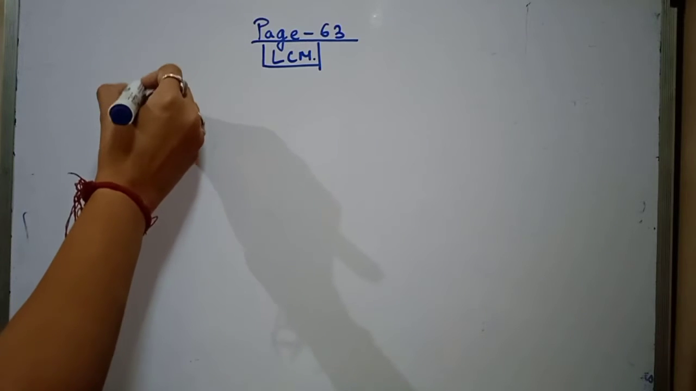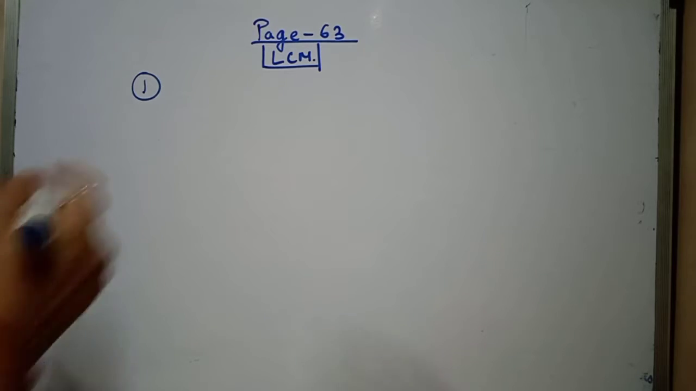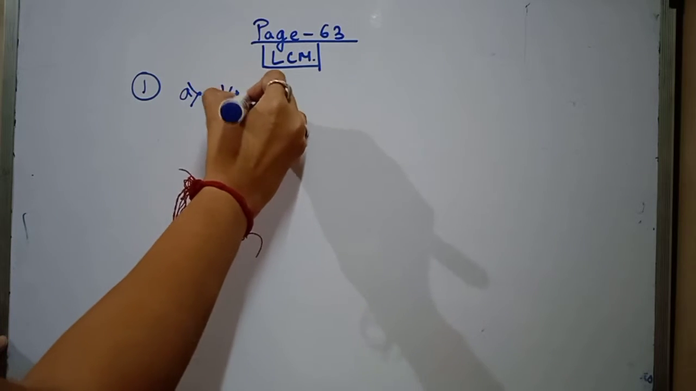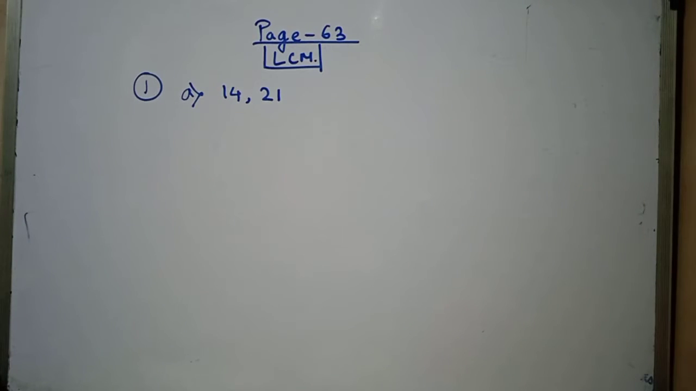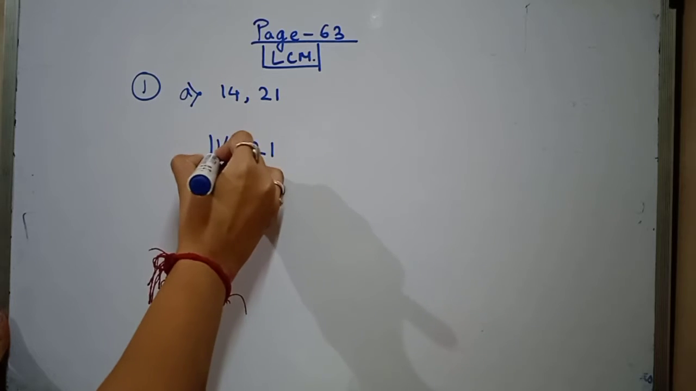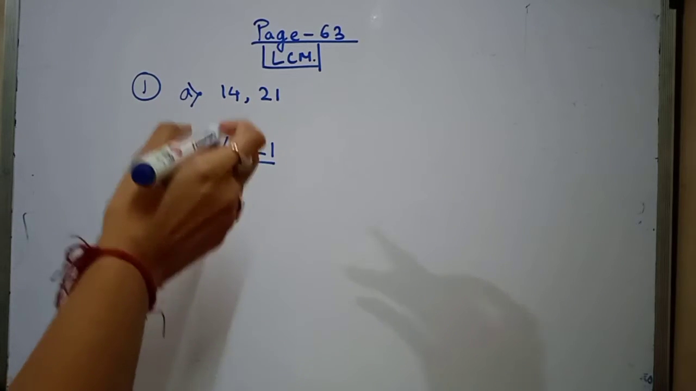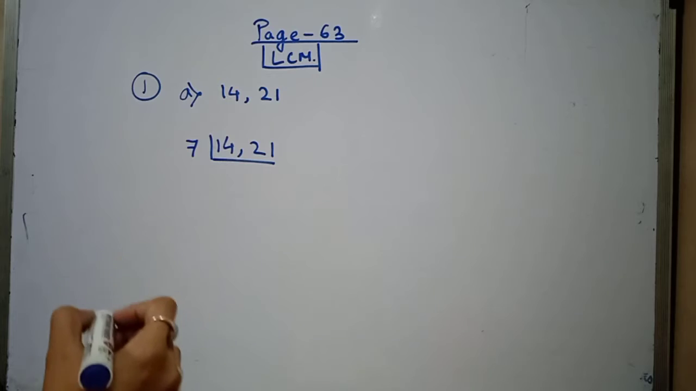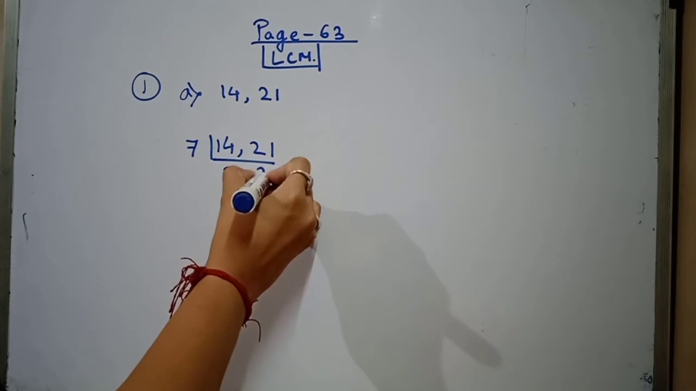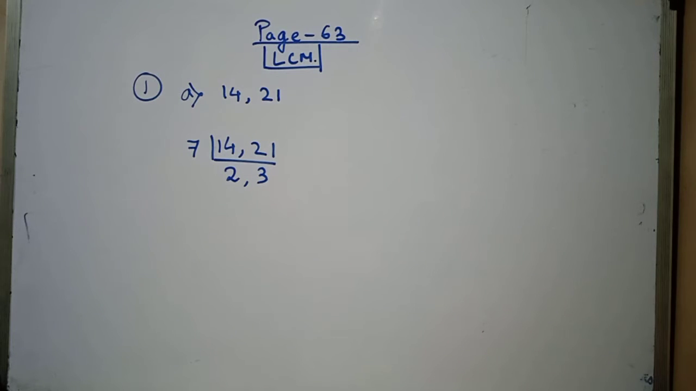So the first sum was to find the relation between HCF and LCM. The numbers were 14 and 21. Here we will use the shortcut method, because using this shortcut method we can find HCF and LCM at a time. First, I can divide 14 and 21 both by 7, so I am writing 2 and 3. But now I cannot divide 2 and 3 by any one number.